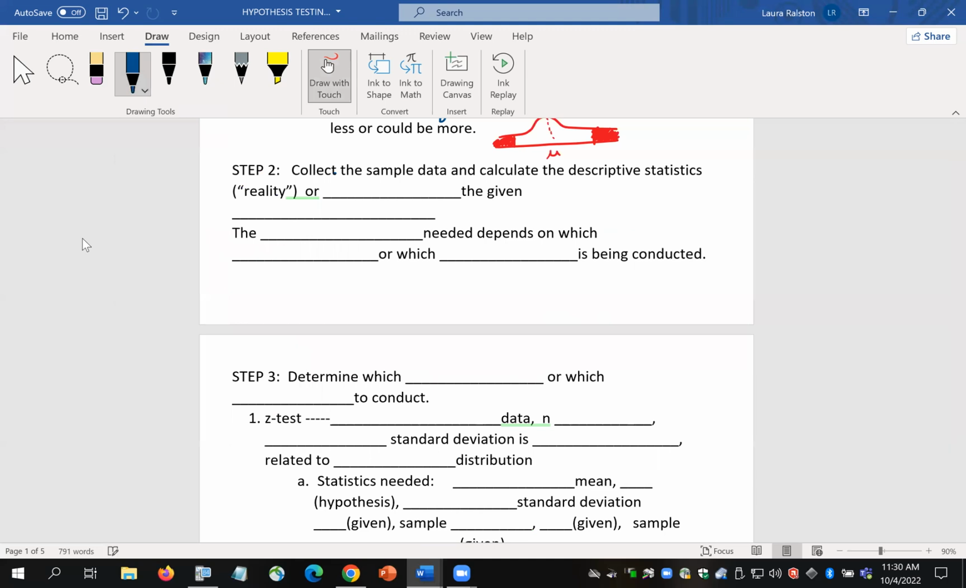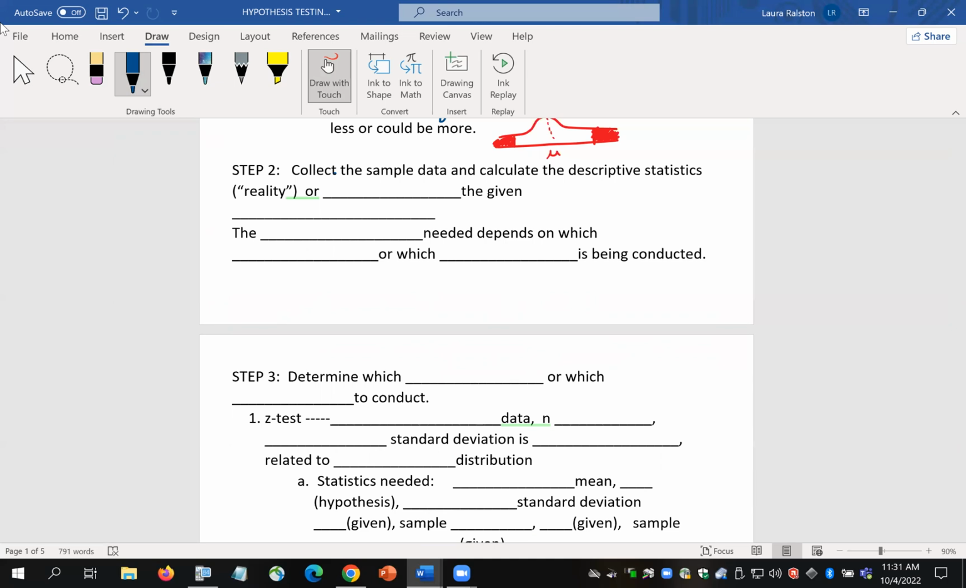Second step is you need to collect your sample data. And if you have the raw data, you may have to actually calculate the descriptive statistics. That's what happens in reality.